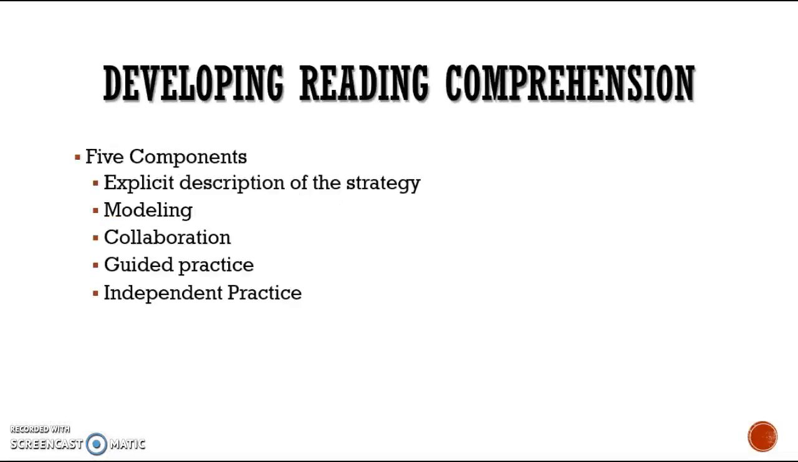The first strategy is developing reading comprehension, which includes 5 components. During the explicit description of the strategy, the teacher explains in detail the definition of the term for the day. Also, practice takes place for the students to understand when and how the term should be used. For modeling, the teacher can begin by leading by example, and then the students can also practice after they have seen the demonstration. The next component is collaboration.